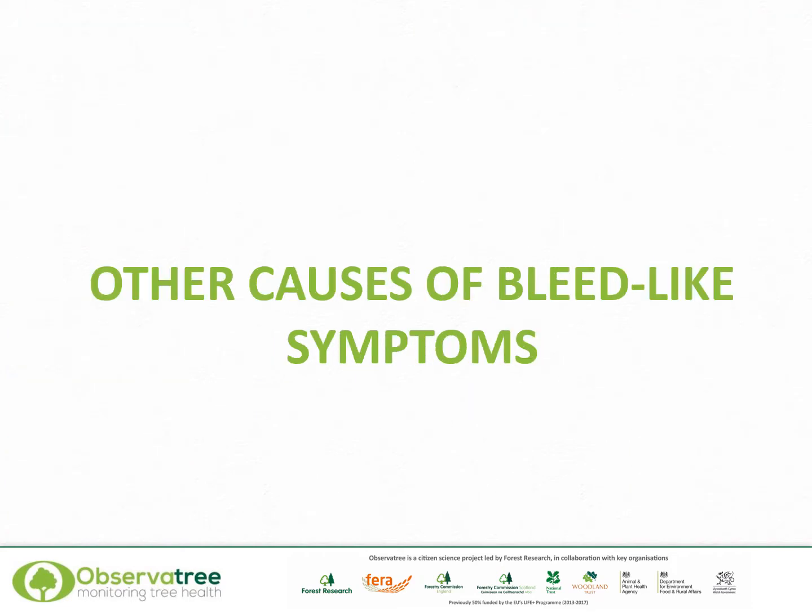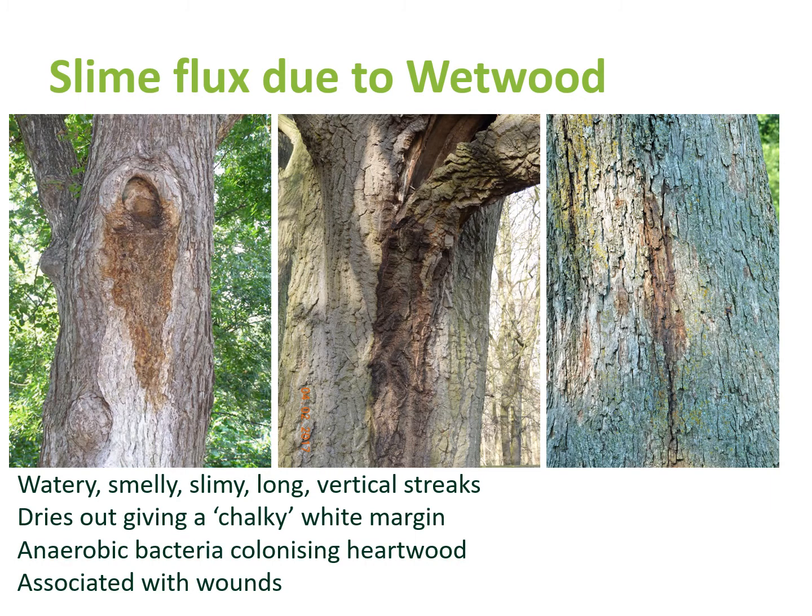So we're now going to think about other causes of bleed-like symptoms. This is a very common symptom that you might see in the field when you're out doing your survey work, and it is one of the most frequent problems I encounter and am asked about. As you can see in this diversity of slides, there is a water-soaked, slightly watery lesion on the tree. But you also notice it is frequently associated with some form of damage, whether it's an old branch or a branch tear. What you tend to see is watery, smelly, slimy, long, vertical streaks of fluid.